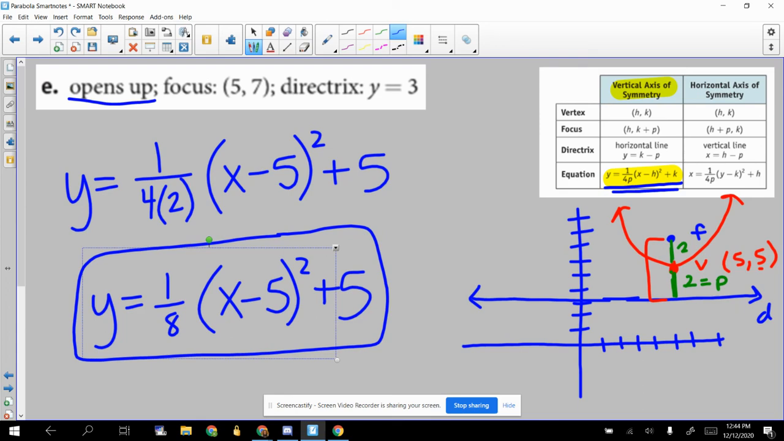Okay. Awesome. So that is it for writing the equation when we have the vertical axis of symmetry. And then tomorrow we'll talk more about when it's horizontal, so when the parabola opens left or right instead.